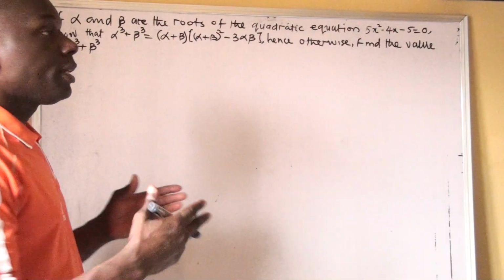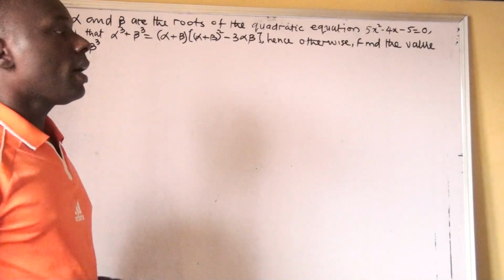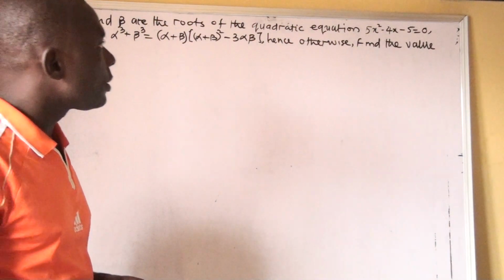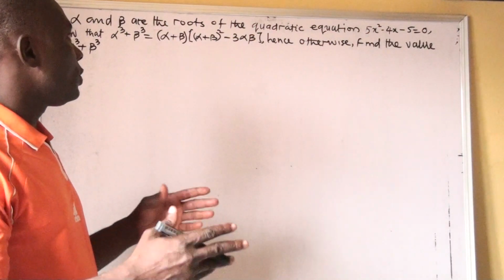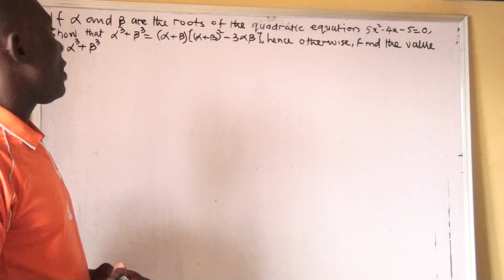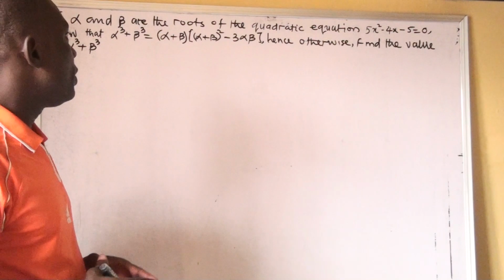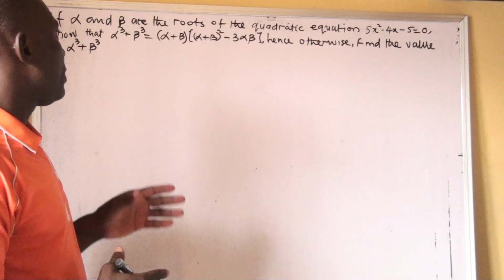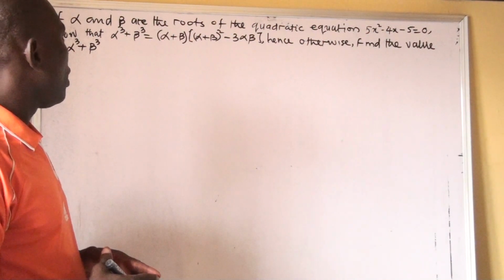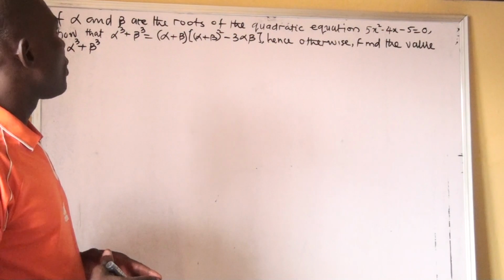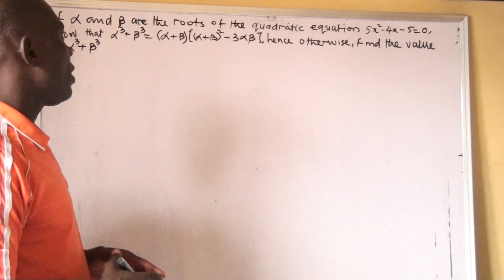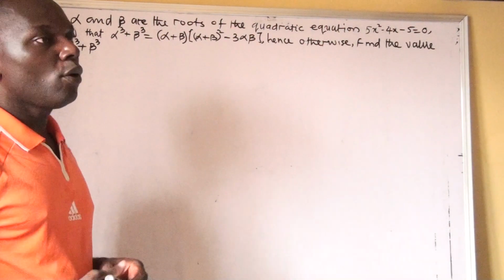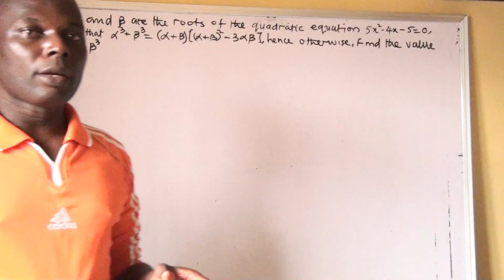If alpha and beta are the roots of the quadratic equation 5x squared minus 4x minus 5 is equal to 0, show that alpha cube plus beta cube is equal to open bracket alpha plus beta close bracket, then a large bracket opened, open bracket alpha plus beta close bracket all squared minus 3 alpha beta close bracket. Hence, or otherwise, find the value of alpha cube plus beta cube.